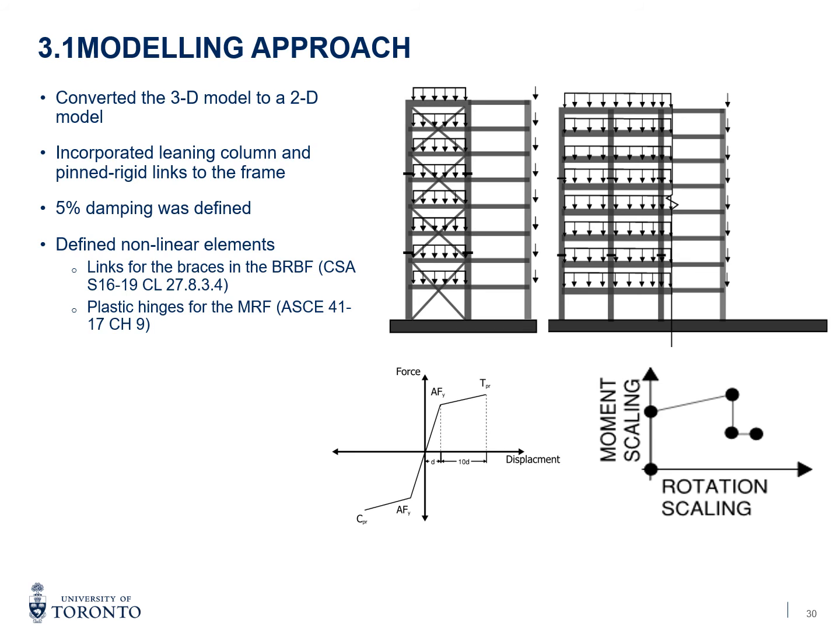Finally, the nonlinear elements were defined in each SFRS system. For the BRBF, a multilinear plastic link was modeled in its axial direction. An isotropic hysteresis model was considered. The probable tension and compression values from CSA S16-19 were used to define the link's nonlinear behavior. For the MRF plastic hinges, the nonlinear behavior was defined according to the stiffness requirements for a fully restrained moment frame and modeling parameters defined by the ASCE 41-17, Chapter 9.